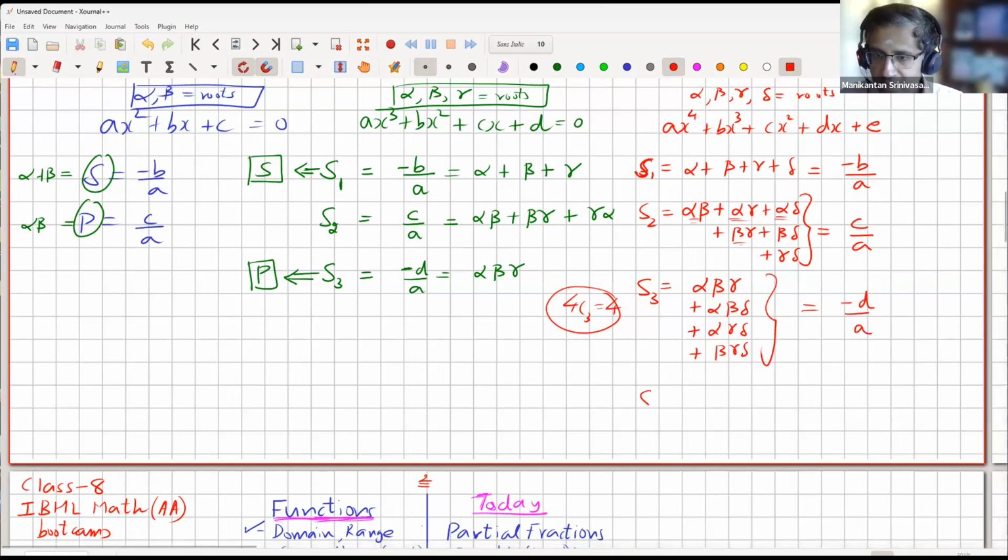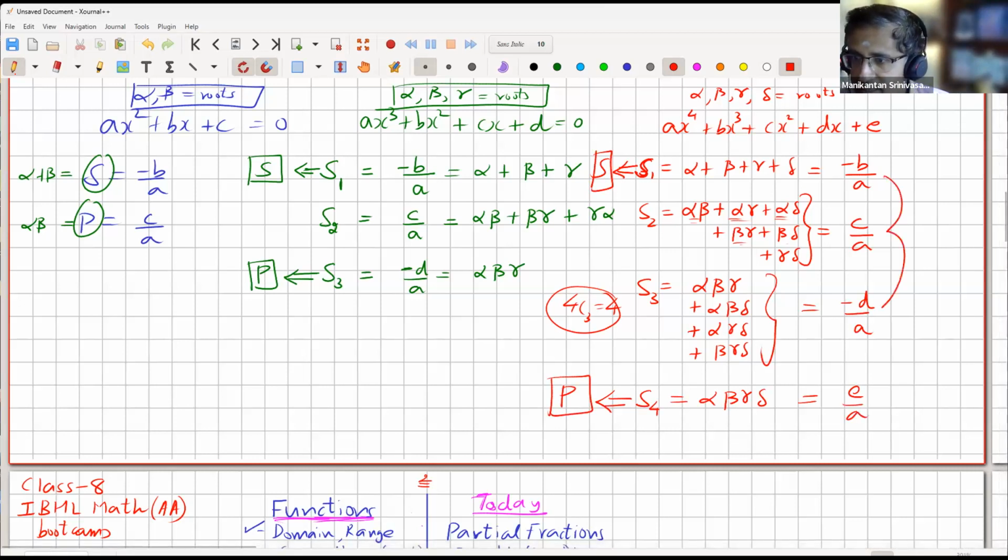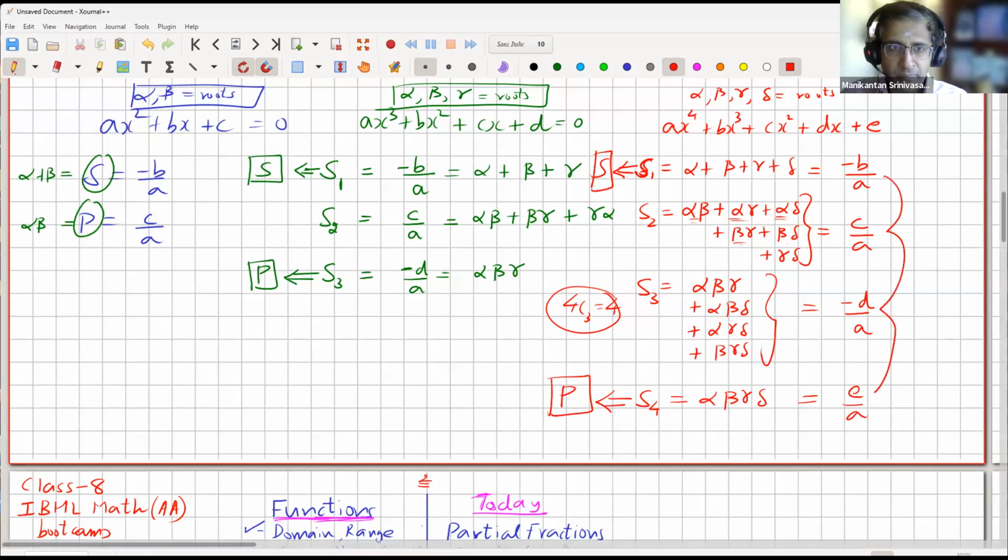And then lastly, sum of product of roots taken 4 at a time. There's only one way to take 4 at a time, alpha, beta, gamma, delta, which is the pure product. So this is the pure product, and the very first one is the pure sum. Okay, so this will become E by A. Notice that it alternates between plus and minus, plus and minus, plus and minus. Okay, so that concept will come in handy, sum and product of roots.